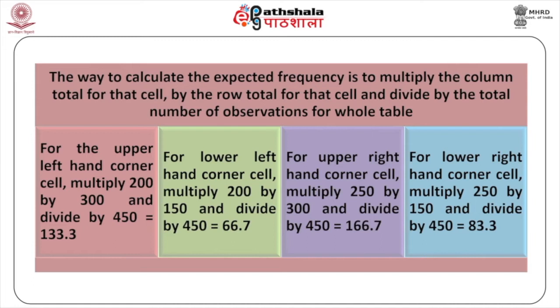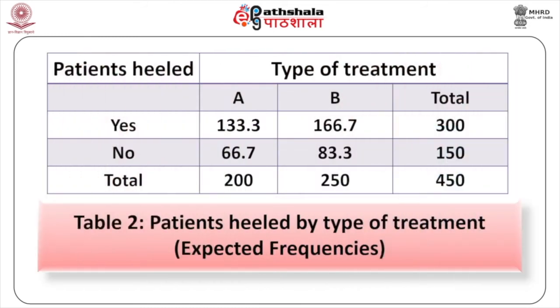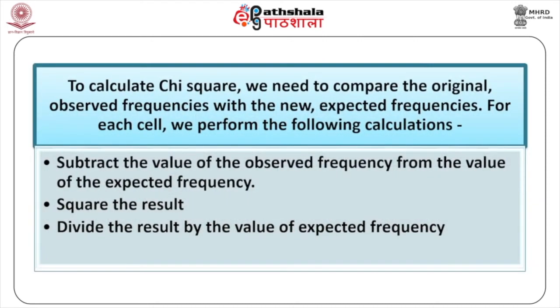And for the lower right hand corner cell, multiply 250 by 150 and divide by 450, we get 83.3. This table shows the distribution of the expected frequencies, that is, the cell frequencies we would expect to find if there was no relationship between the type of treatment and patients healed. Note that chi-square is not reliable if any cell in the contingency table has an expected frequency of less than 5. To calculate chi-square, we need to compare the original observed frequencies with the new expected frequencies.